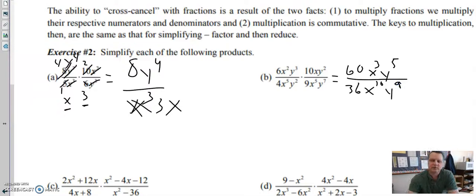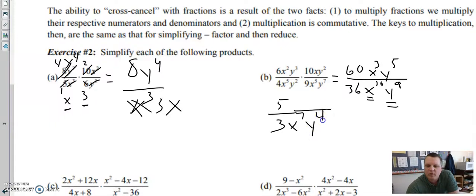And then it's very similar to what we did in class the other day. You could do 60 over 36 right in your calculator and get 5 over 3. There are more x's in the denominator. How many more? 7. Same thing with the y's. There are more in the denominator. How many more? 4. So it's 5 all over 3x to the 7th, y to the 4th.